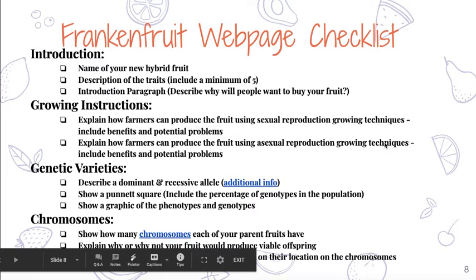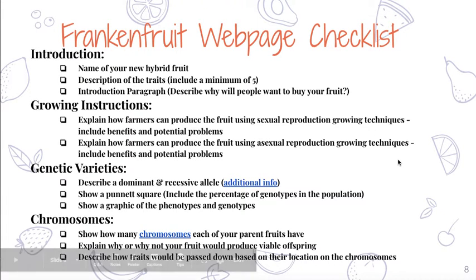But then you want to do some research on those chromosomes, which we just reinforced today, but we talked about yesterday how the number of chromosomes of the parent fruits matters, whether or not it will produce offspring. And viable offspring means that they can actually have more offspring. Like the offspring themselves can mate and have more offspring. And then describe how traits would be passed down based on their location on the chromosomes. When we went over the mapping, that would be a good thing to talk about on your webpage as well.